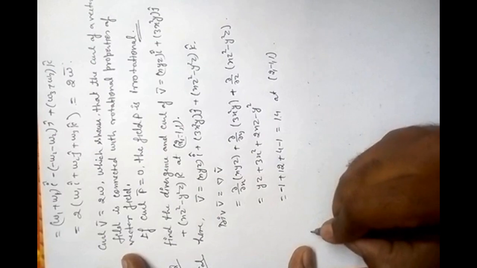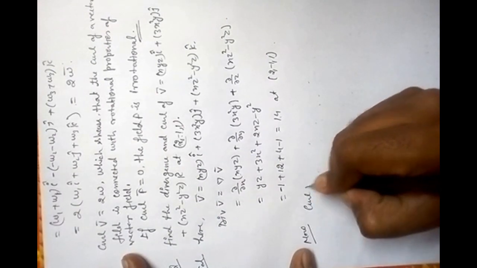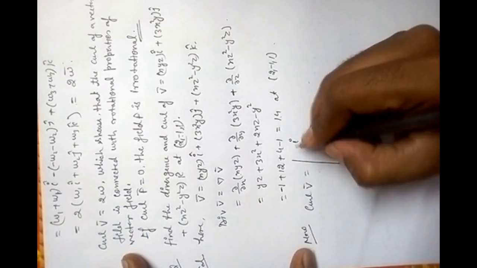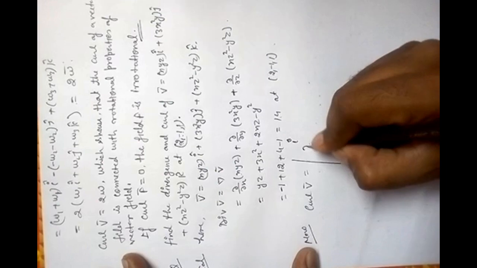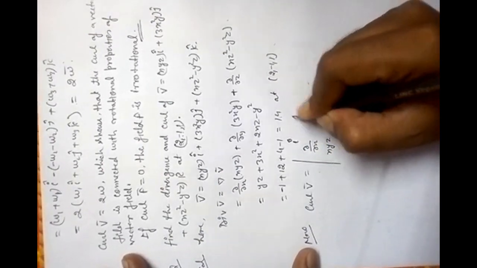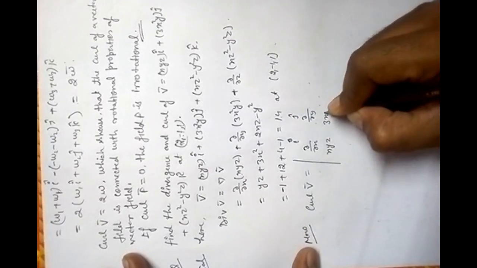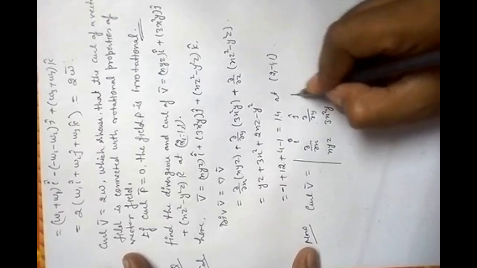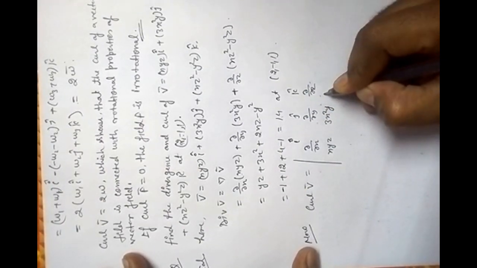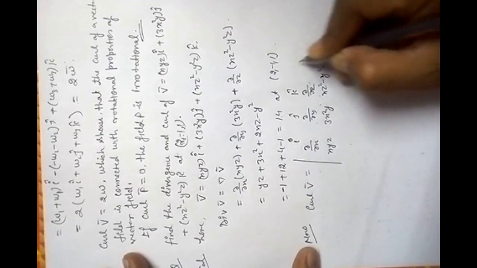Okay, now for curl v, we can write as i del upon del x, xyz, j del upon del y, 3x square y, and k del upon del z, x z square minus y square z.